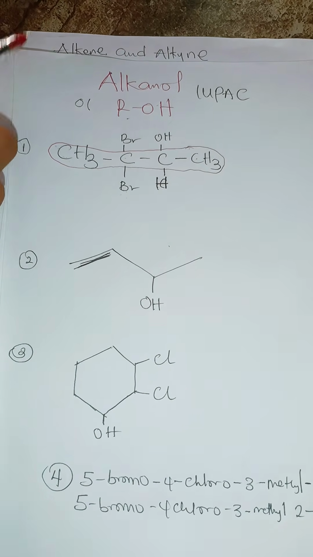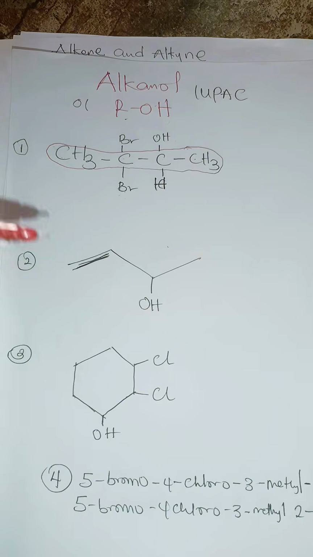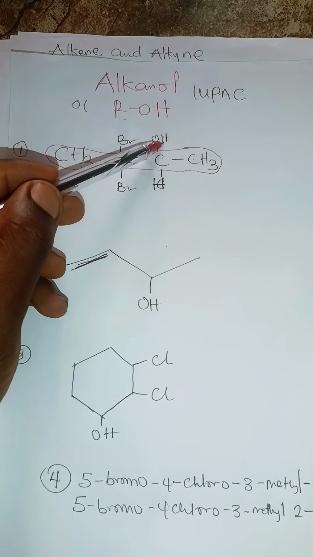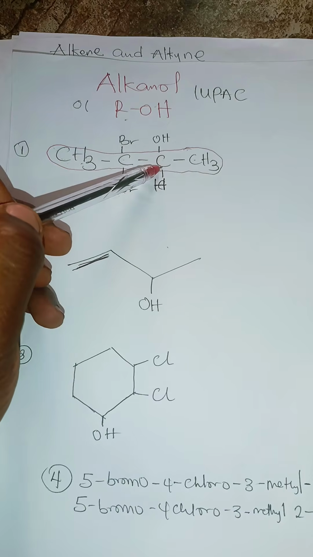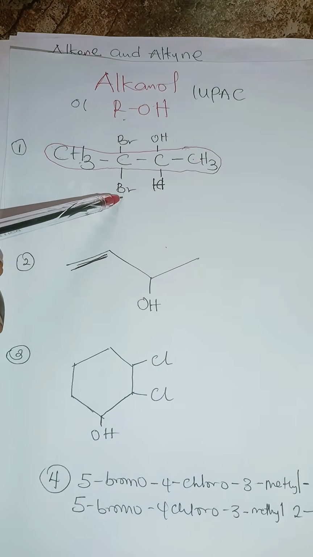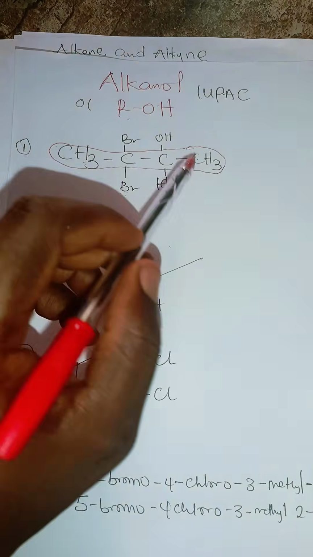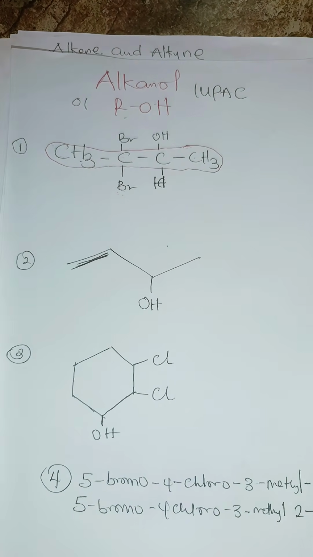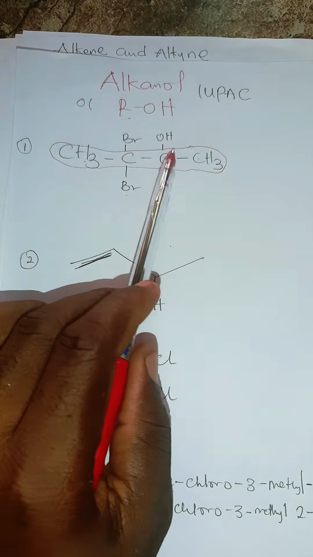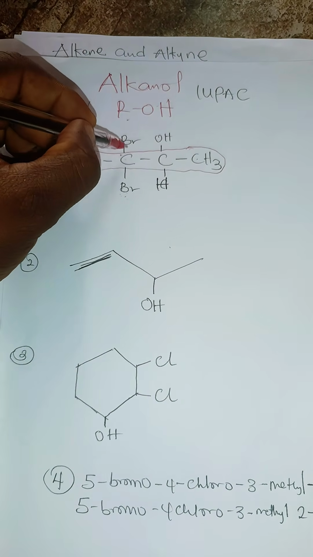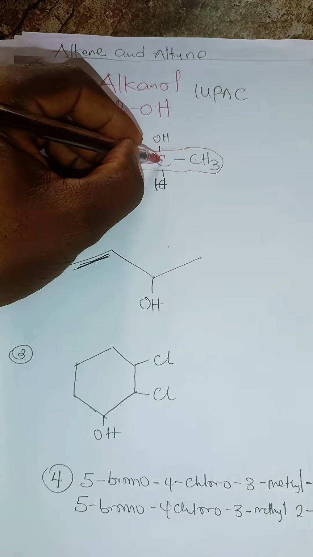You know, I told you that anytime you are numbering, we number in such a way that it is small. Because if I say 1, 2, this is 2, 2. Then this one will be 3. But if I go the other way, this one will be 2. Then this one will be 3, 3. So we might be thinking that one direction will be better. But why are we going this way? Now, the reason why we will not go 1, 2, 3, 4, even though it will give us a smaller number, is because the bromine will be in position number 2, and the OH in position number 3.